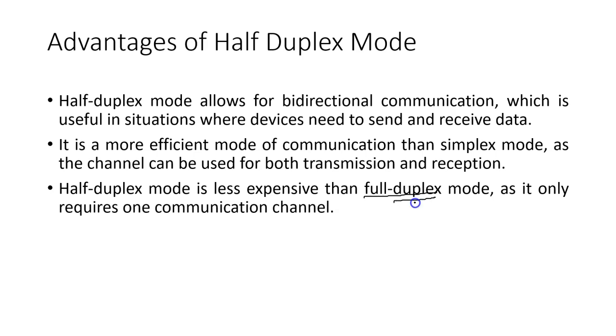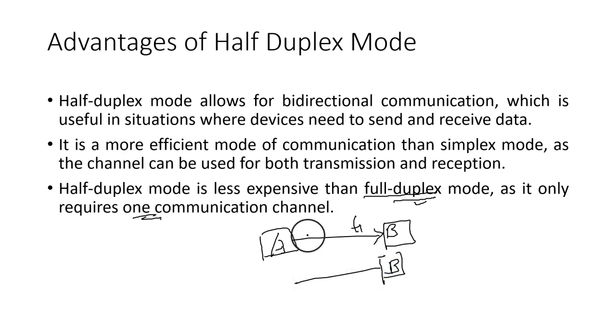Full duplex communication means bidirectional communication at the same time, or simultaneously. And here in half duplex communication, only one communication channel can be used. Means A can transmit data to B at time t1, and after some time B can transmit data to A with the help of the same channel. That is the idea of one communication channel.